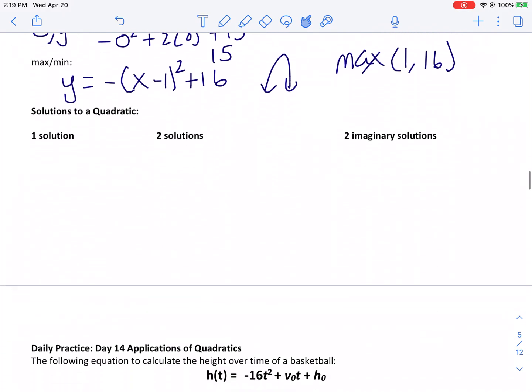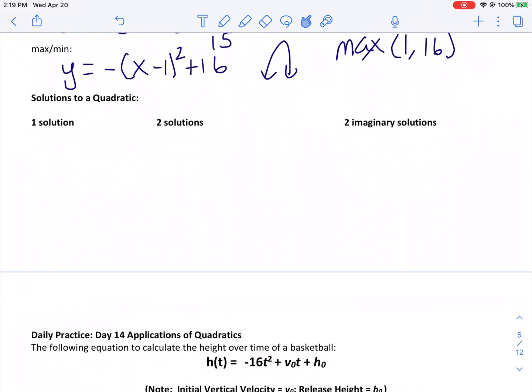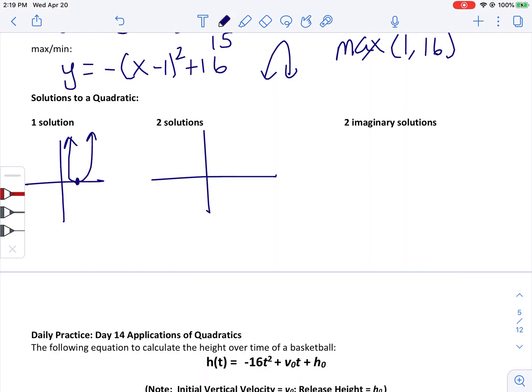Now, the last thing you've noticed is sometimes our quadratics don't always cross the x-axis twice. Sometimes there's just one solution, and our solution is just where it hits it once. Other times, there's 2 solutions. And then there's what we call imaginary solutions, which we're not going to get into, but I just want you to know when it doesn't cross the x-axis, those solutions are imaginary.